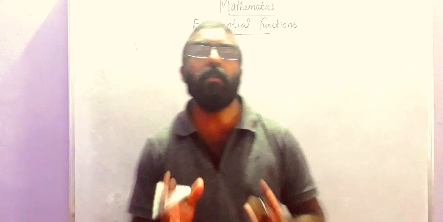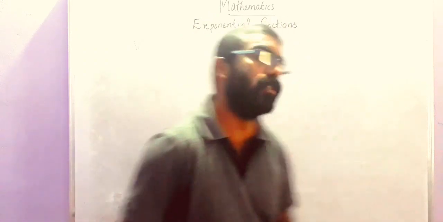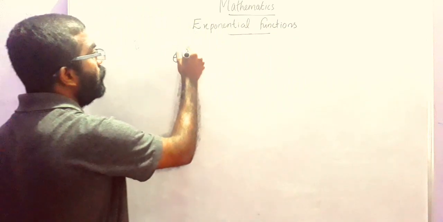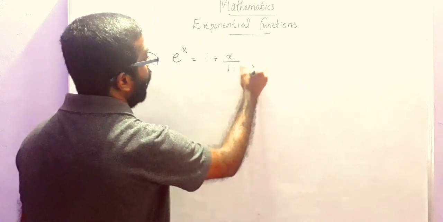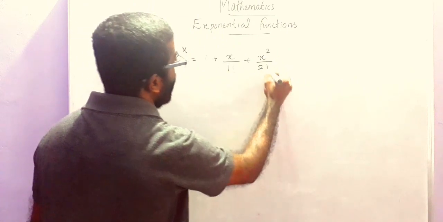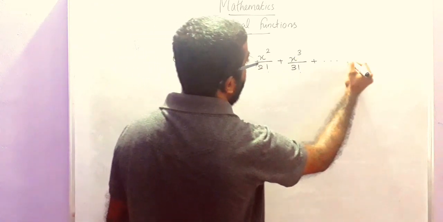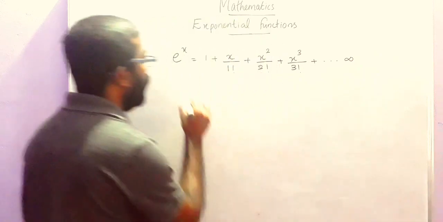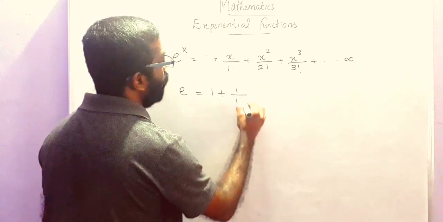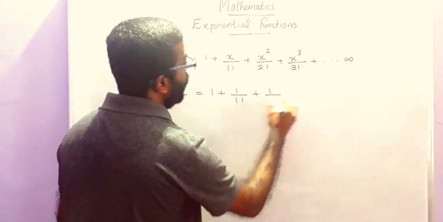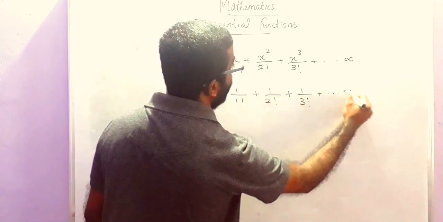Okay. And one additional thing you have to remember is there is an infinite series expansion for e raised to x. That is, e raised to x is equal to 1 plus x by 1 factorial plus x squared by 2 factorial plus x cubed by 3 factorial plus etc. up to infinity. And hence e can be written as e is equal to 1 plus 1 by 1 factorial plus 1 by 2 factorial plus 1 by 3 factorial plus etc. up to infinity.